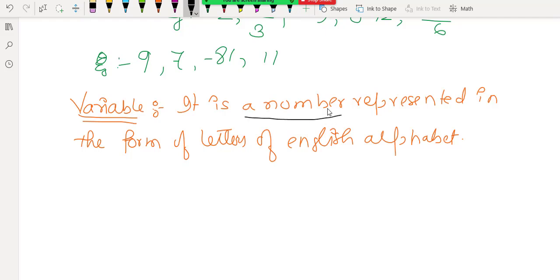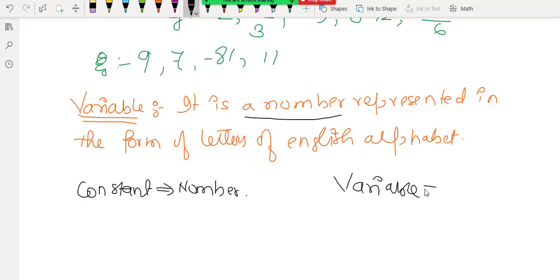सबसे पहले चीजों को समझिएगा. Try to listen to the basic things carefully. पहले basic चीजों को समझिएगा. What is constant? Constant is a number. What is variable? Variable is also a number. Then what is the difference between constant and variable? We have to understand that.